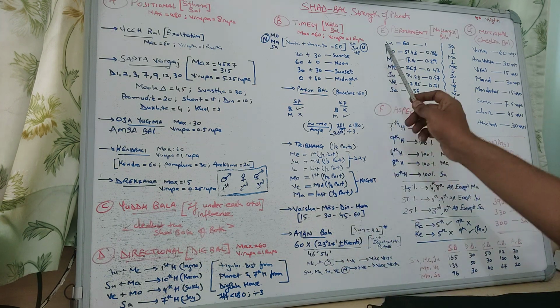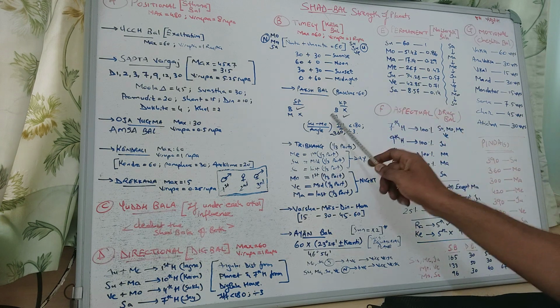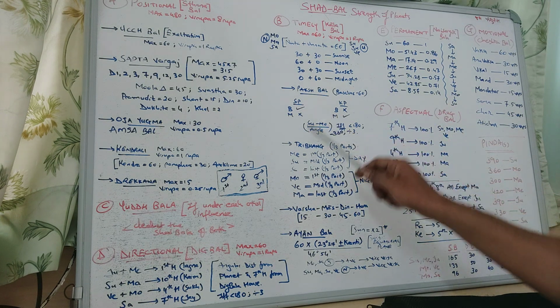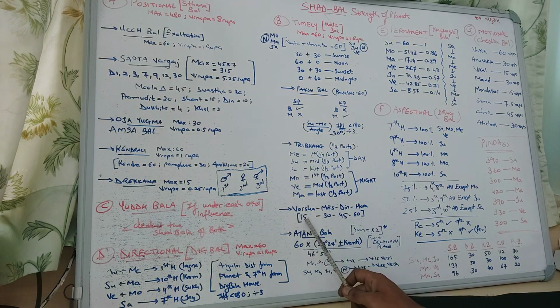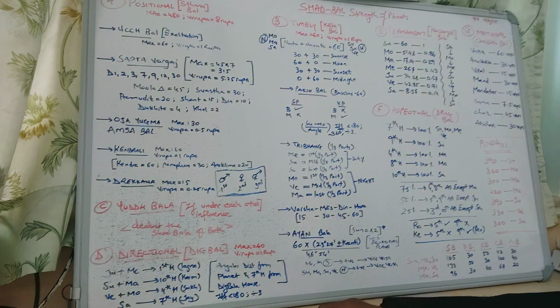So first make the table of Natonnata, then make the table of Paksha, then make the table of Tribhanga. After it, make the table of Varsha Masa Din Hora. And at last, make Ayanabal. Now, what is Ayanabal? Ayanabal is a bit complicated. It's already 30 minutes, but I'll just explain Ayanabal and get to it now.